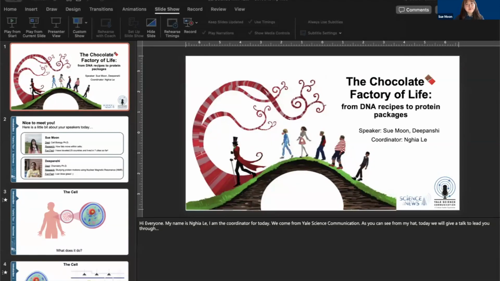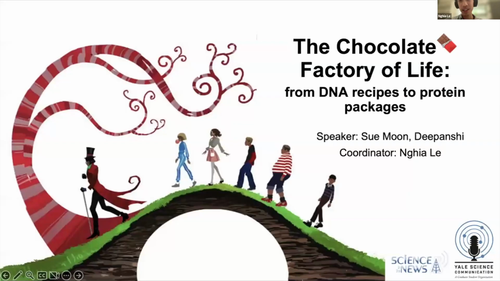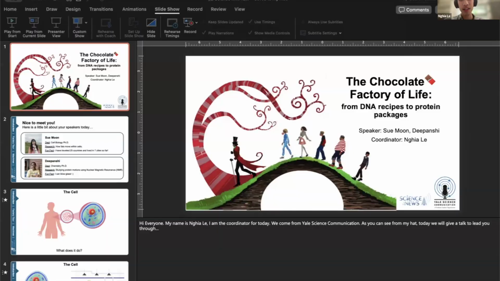So my name is Nghia. I'm the coordinator for today, and there are the two speakers we have, Moon and Deepanshi. And as you can see from the slides, this talk will guide you through the chocolate factory of life, from DNA recipes to protein packages. But first, before all of this, I will do some introductions on the speakers.